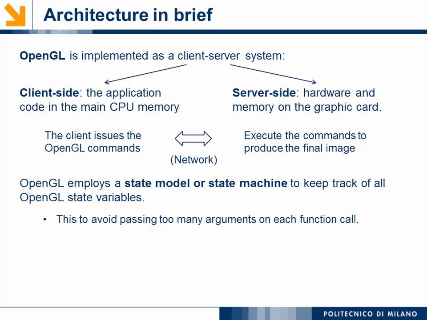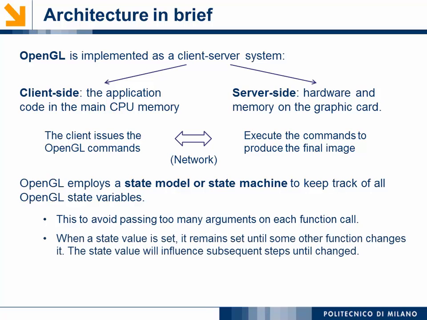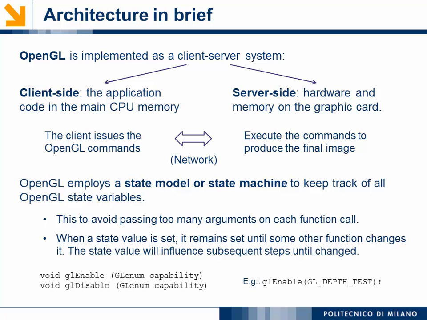Having a state machine allows us to avoid sending too many arguments on each function call. We will see this when we program something in OpenGL, both on the client side and on the server side. You will see why it can be useful to have expressed everything as a state machine. So when something is set, it remains set for the whole lifetime of the application until you change that state. That's basically how it works.